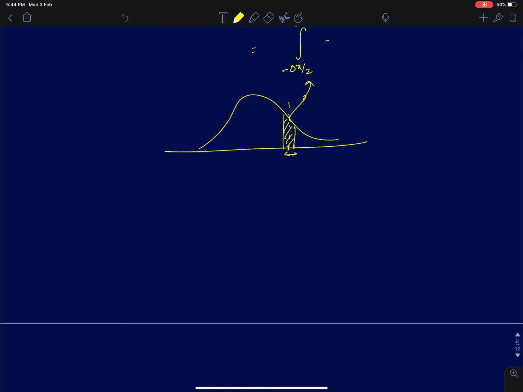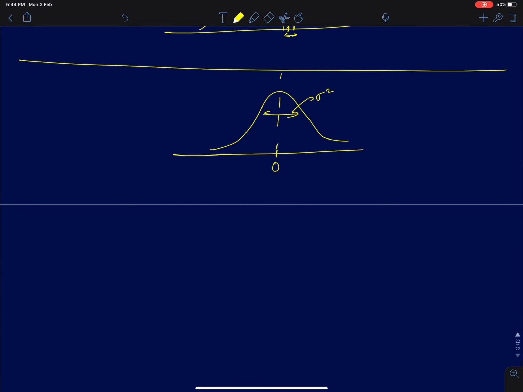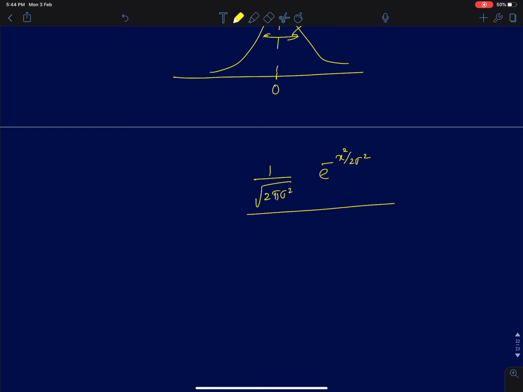So the Gaussian function that we are interested in: generally noise tends to have 0 mean. So the Gaussian function that we will encounter is the one with a 0 mean and a variance given by sigma square. That will be simply 1 by root 2 pi sigma square e power minus x square by 2 sigma square. This is the probability density function, or PDF.